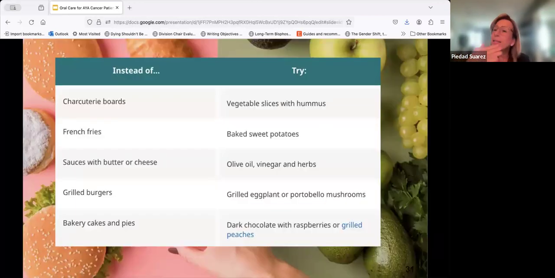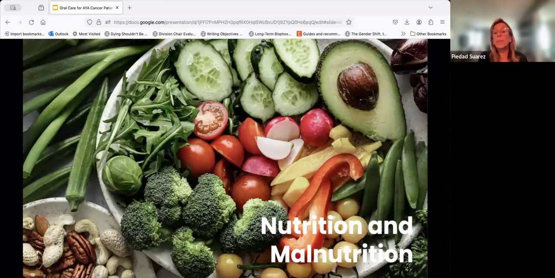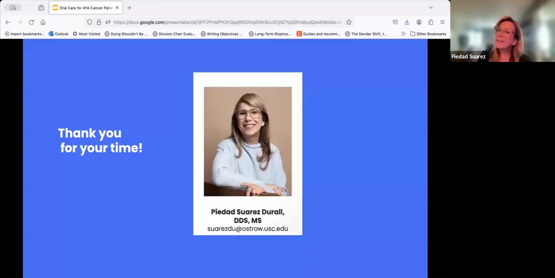Here I have some examples that you can see of the products that, instead of having charcuterie boards, try to have sliced vegetables with hummus. Instead of French fries, try baked sweet potatoes, etc. So there are other options that are healthier and are going to help our nutrition and prevent malnutrition. So I think that's it.